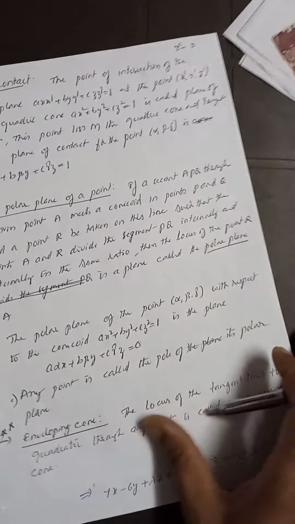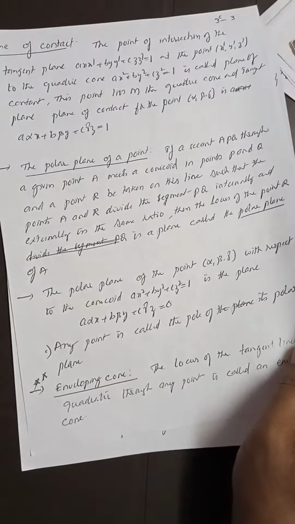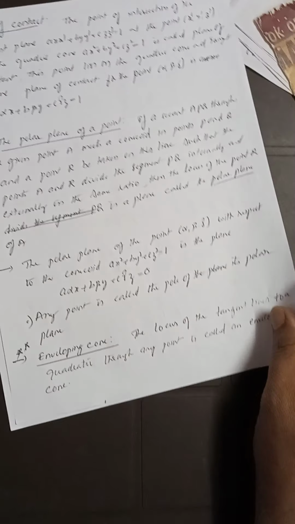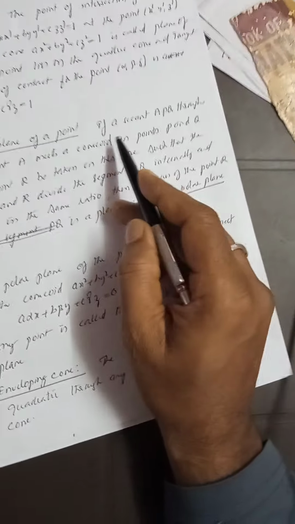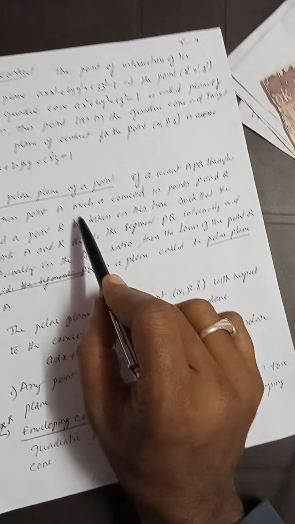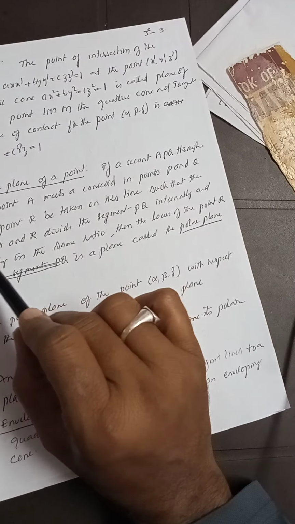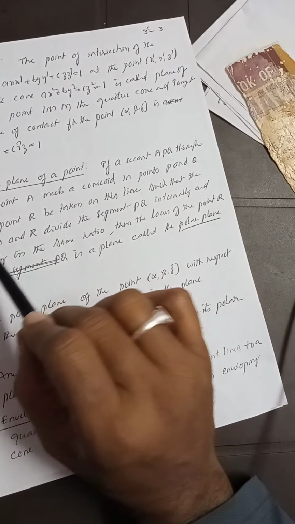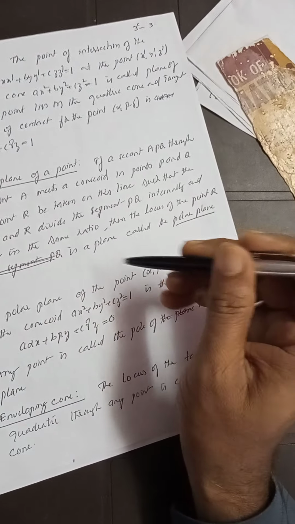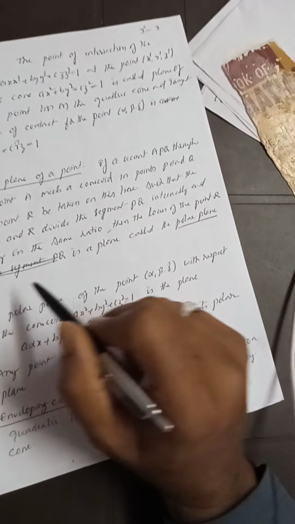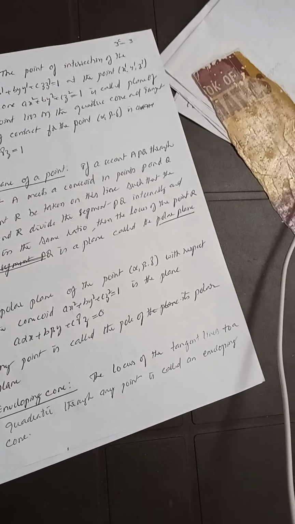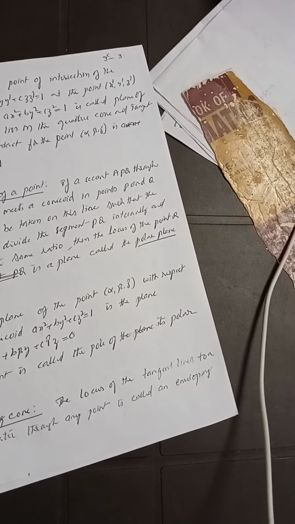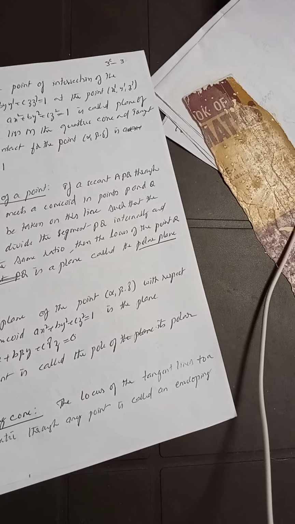Next one, the polar plane of a point. It's just a definition. No need to learn this definition by heart. It's not that much of importance. Now, if a secant APQ through a given point A meets the conicoid in two points P and Q, and the point R is taken on this line such that A and R divide the segment PQ internally and externally in the same ratio, then the locus of the point R is a plane called the polar plane of A.